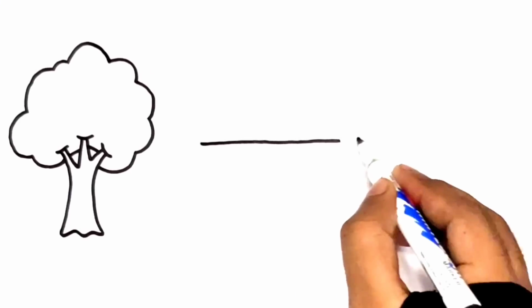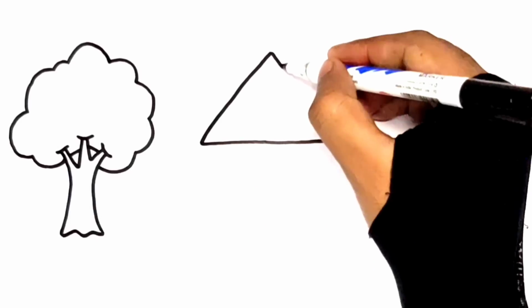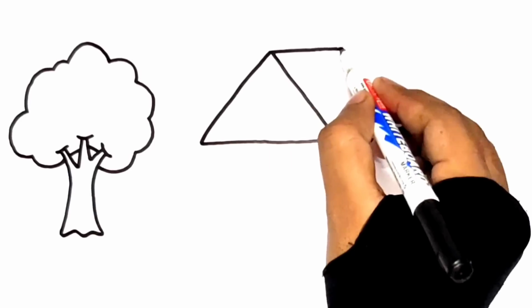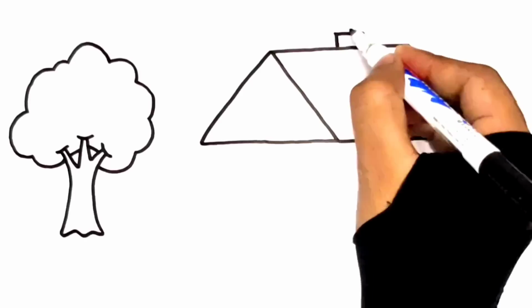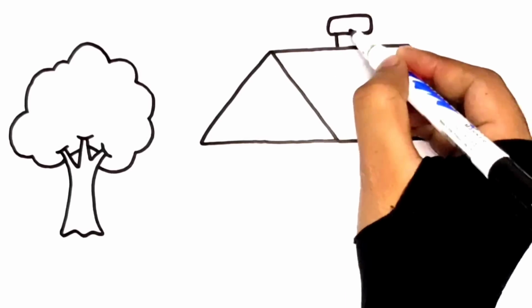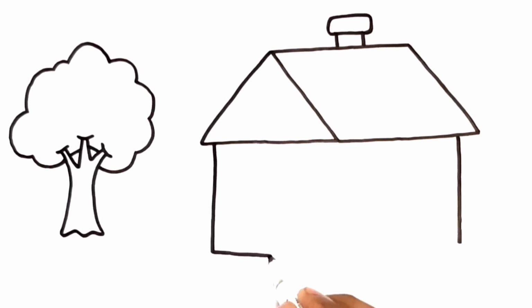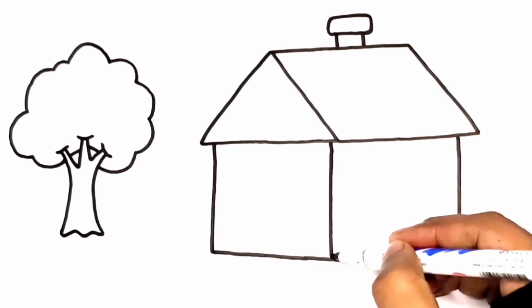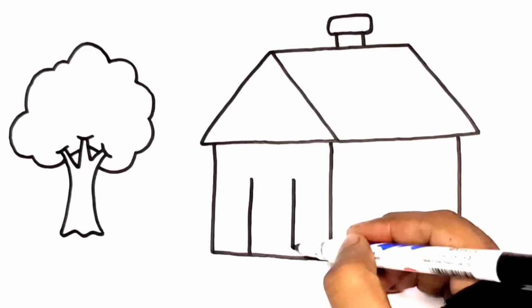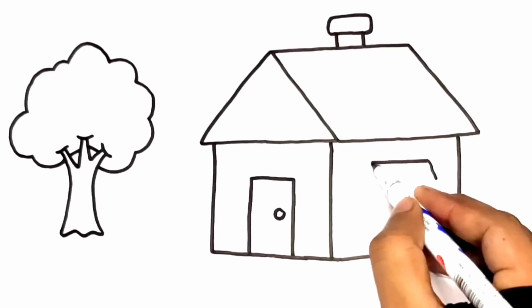I'll be drawing a house this time, so I'll draw a big line and I'll match it with this. I am drawing the roof of the house now. I'll draw a line and then draw the door of the house and a beautiful window.